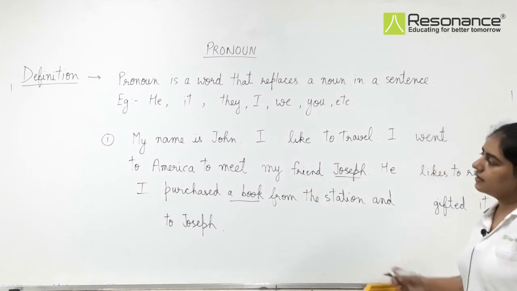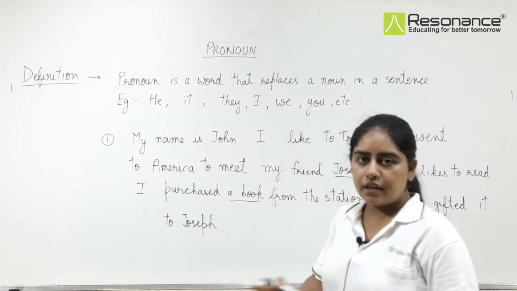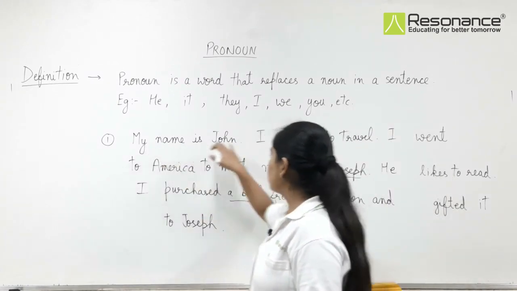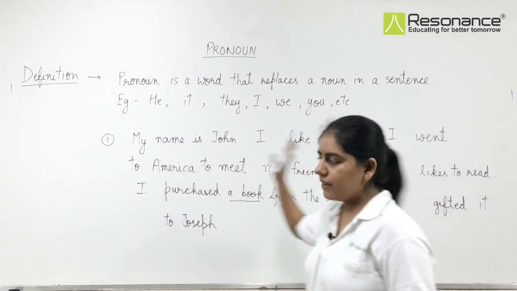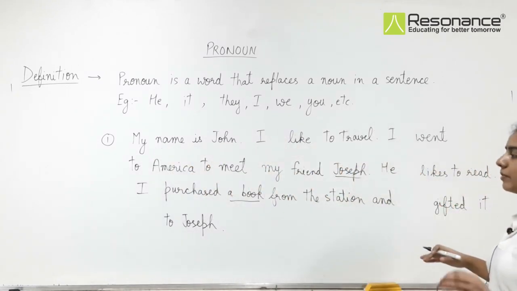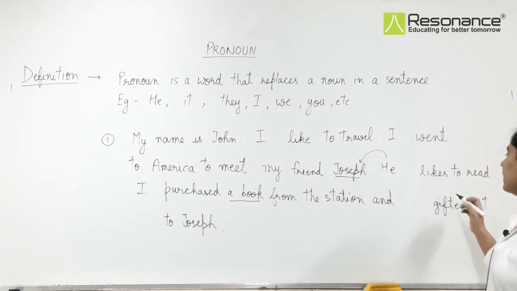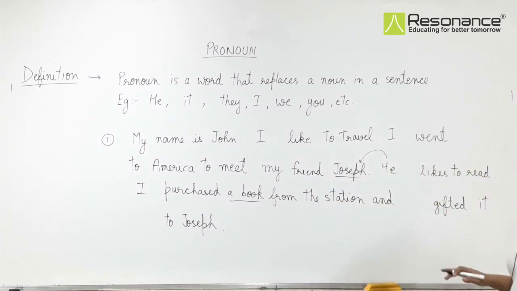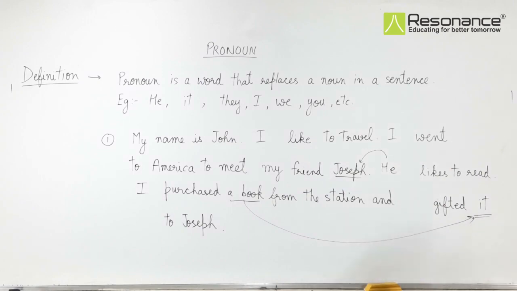So what is the paragraph all about? Now you can see it will look better. It won't look like things are getting repeated again and again. See, my name is John. I like to travel. So I, instead of John, I have written. Then I went to America to meet my friend Joseph. Then he is whom? Joseph. He likes to read. I purchased a book from the station and gifted it to Joseph. So here it has replaced this noun, fine.